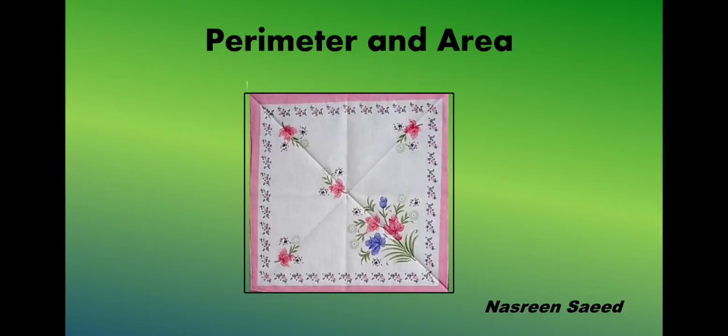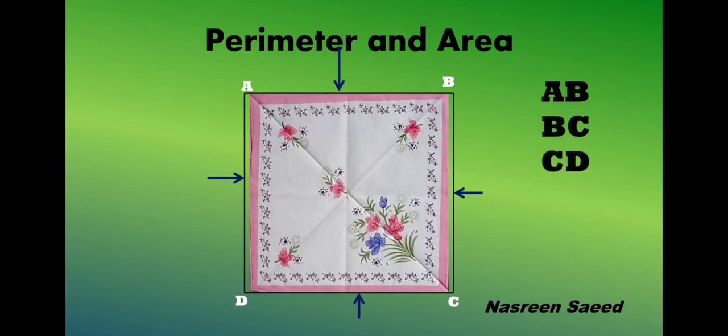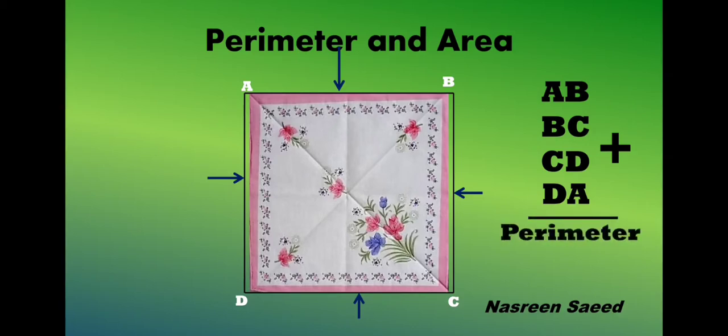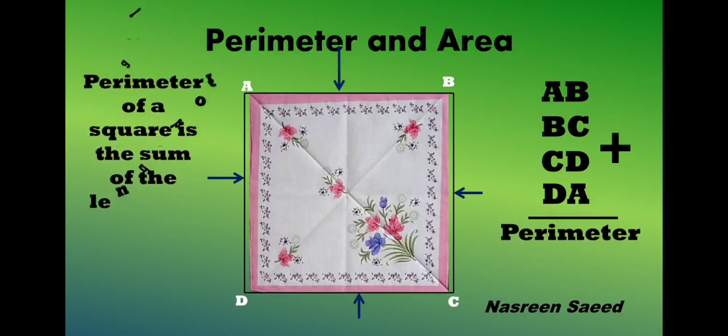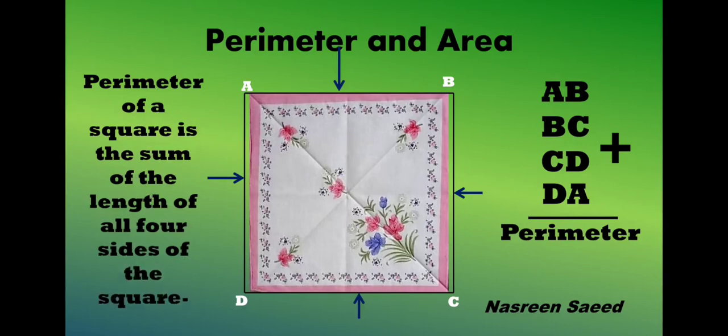the handkerchief. Now if you pay attention, this square is having four corners. If I name them, they'll be A, B, C and D. Now if I see the sides, side AB, side BC, side CD, side DA. Now if I add all the sides, यही सब sides को अगर मैंने add कर दिया, what I'll get? I'll get the perimeter. So perimeter of a square is the sum of the length of all the four sides of the square. So all the four sides I have to total, I get the perimeter of the square.